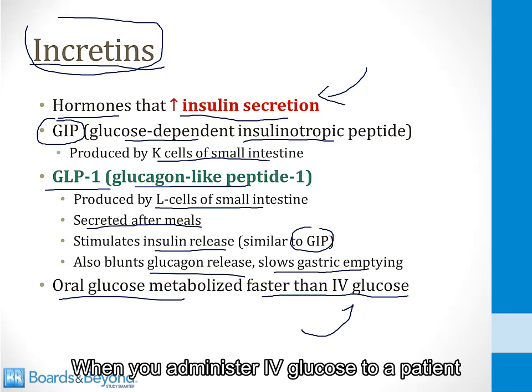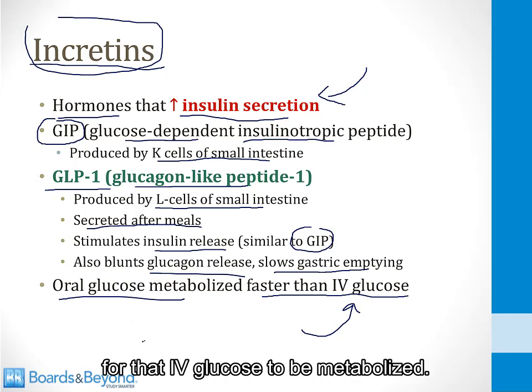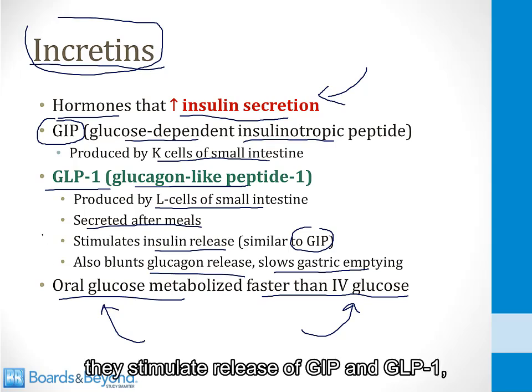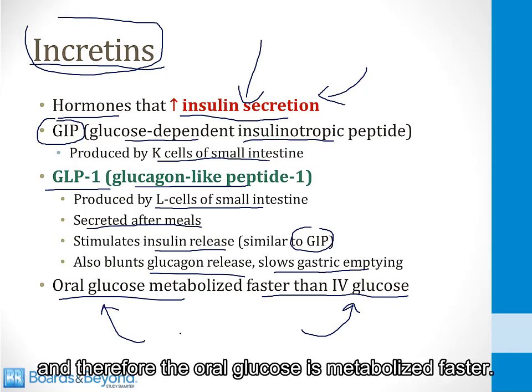When you administer IV glucose to a patient, you do not stimulate incretin release, and therefore it takes longer for that IV glucose to be metabolized. When a patient consumes oral glucose, they stimulate release of GIP and GLP-1. This in turn stimulates insulin secretion, and therefore the oral glucose is metabolized faster.